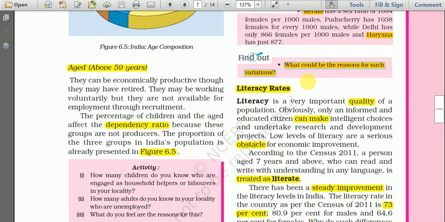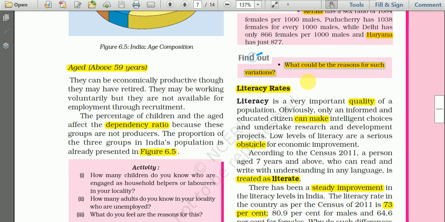This could be because of gender discrimination. What is gender discrimination? You may be learning in political science also, in civics. That is inequality between boys and girls, treating the girls badly. Then the practice of female feticide, that is killing of the female fetus inside the mother's womb. Then female infanticide, that is killing of the female child, infant means 0 to 18 months, after the birth, killing of the female child after the birth.